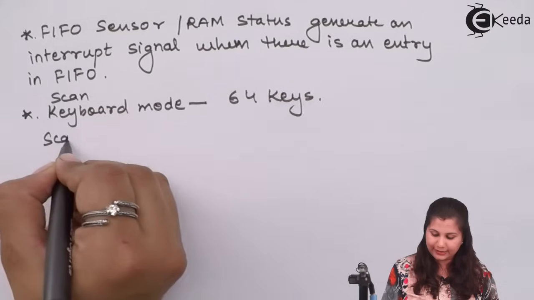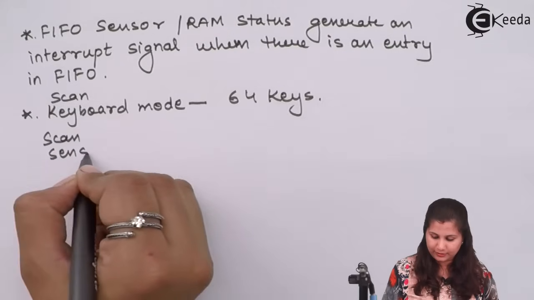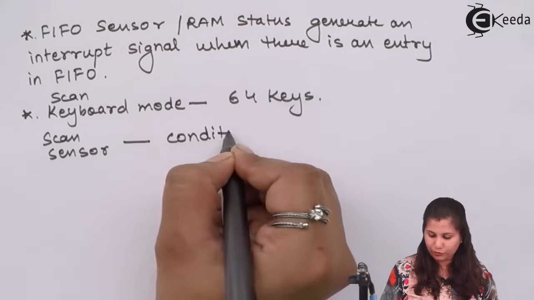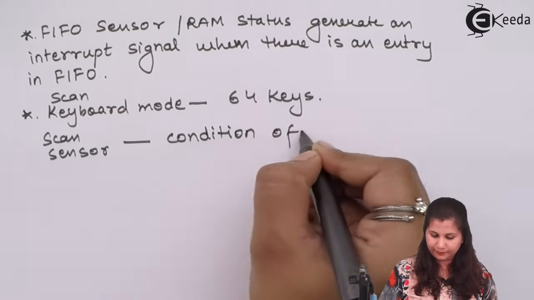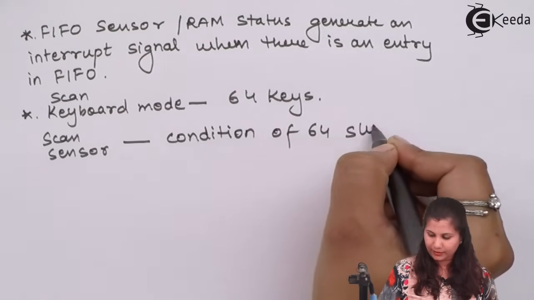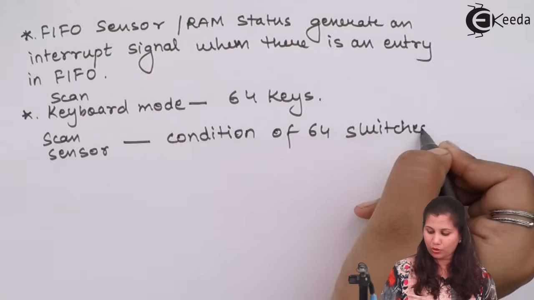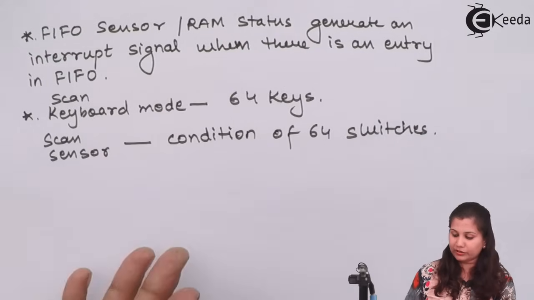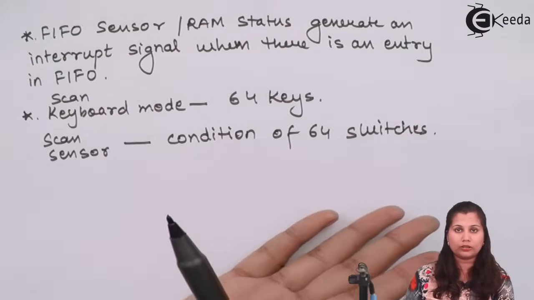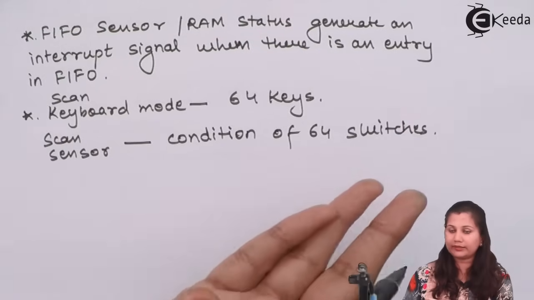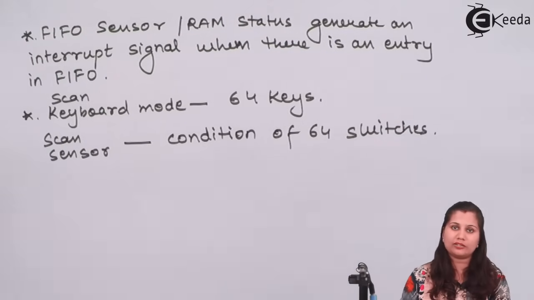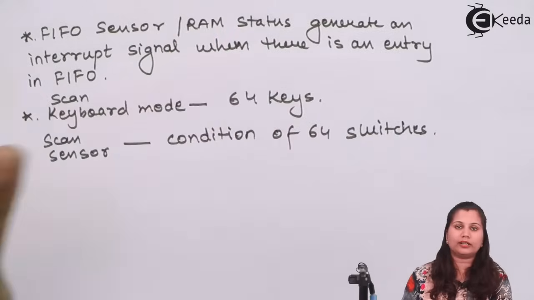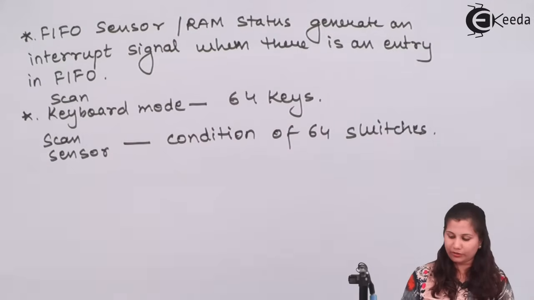And in the scan sensor mode, the condition of the 64 switches, whether the switch is on or off, will be stored in the FIFO RAM. And whenever any switch is on, then the interrupt request signal will be generated, and if any key is pressed, then also the interrupt request signal will be generated.